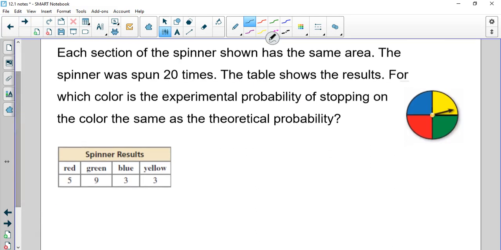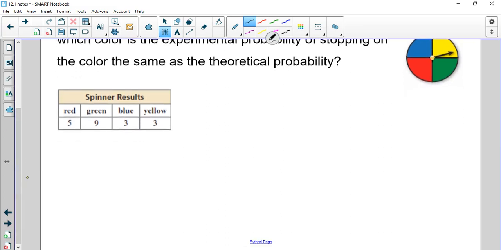Each section of the spinner has the same area, equally 1/4 each. The spinner was spun 20 times. The table shows the results for the color the spinner stopped on. Here's what we got: 5 red, 9 green, 3 blue, and 3 yellow. To find the probability, we use a big P and put red here. The probability of red: how many reds are there? 5. Out of how many times did we spin? 20.